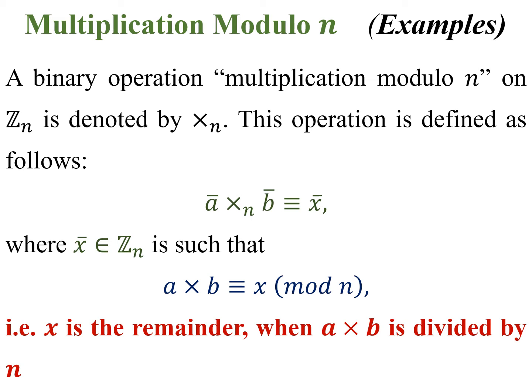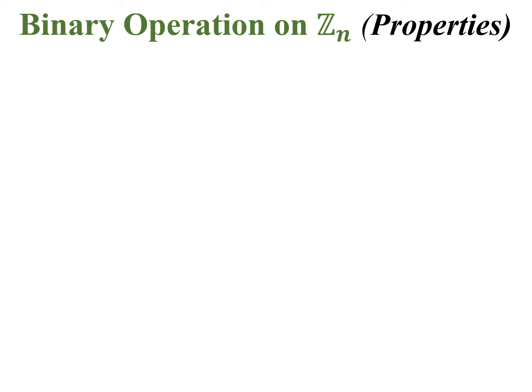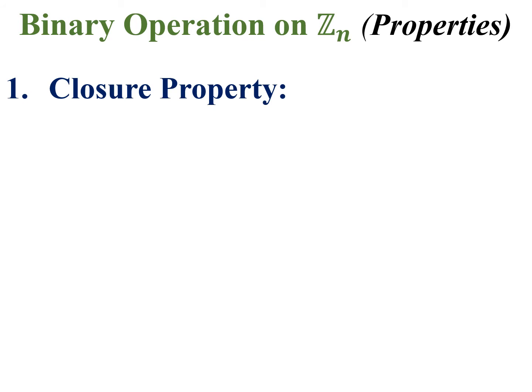And the class of that remainder X is nothing but class of A cross n class of B. There are some properties of binary operation on Zn, meaning addition modulo n and multiplication modulo n. First is the closure property. Closure property means whenever we apply addition modulo n or multiplication modulo n on Zn, the resultant is also present in Zn. That is called the closure property.